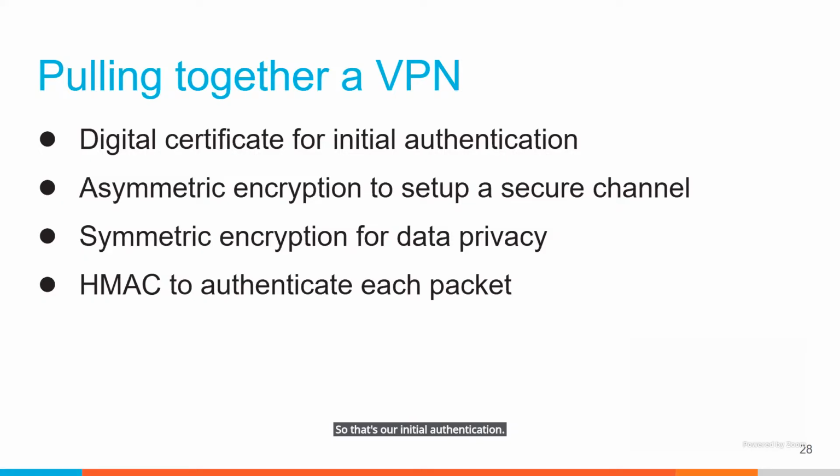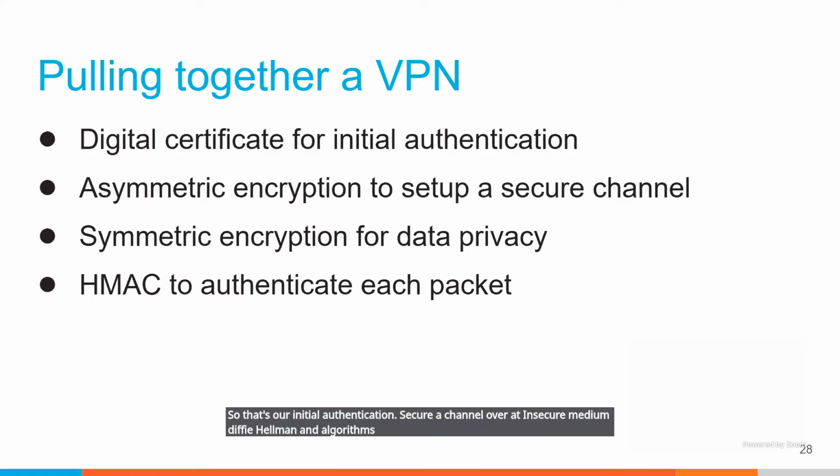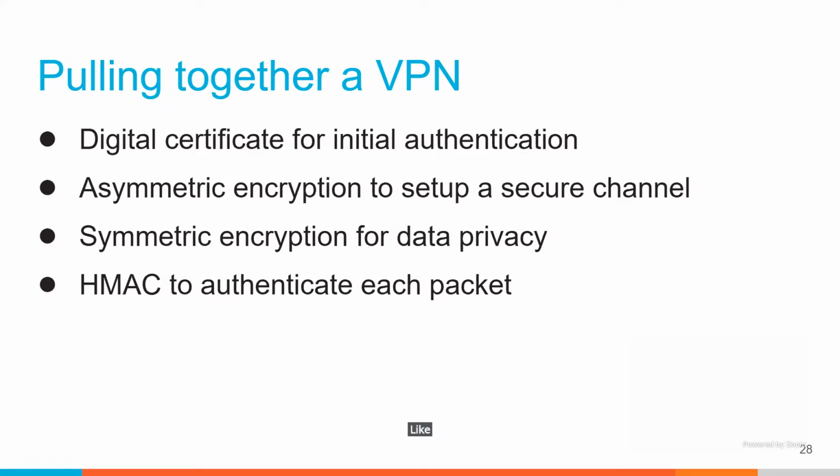Secure channel over an insecure medium: Diffie-Hellman, and algorithms like it. We can negotiate a secret value that only each endpoint that keeps their private keys private can derive. That allows us to switch over and use a symmetric key algorithm like AES to secure the data as it flows back and forth. We can then use HMAC to authenticate every packet as it goes back and forth.